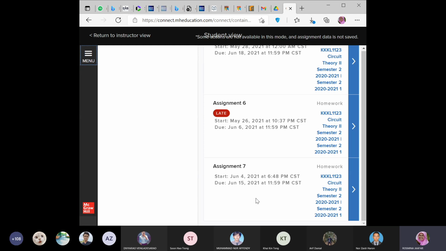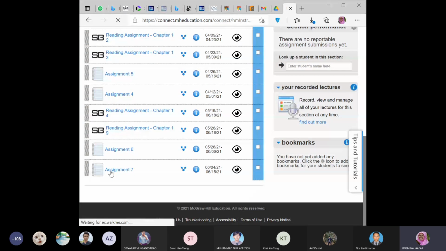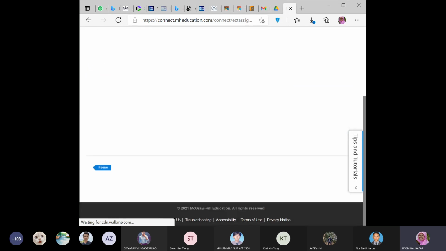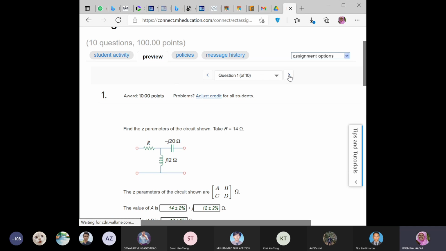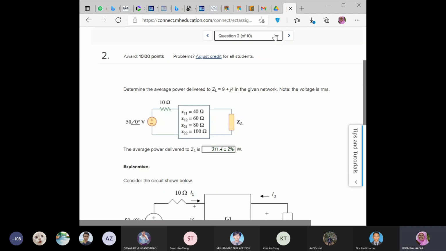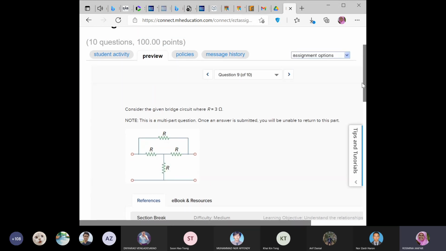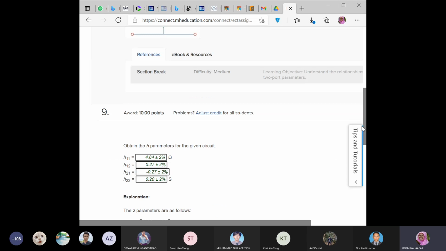It's okay, you just submit. You shouldn't be penalized if you submit later than today. And then one of the questions, so I return to my view. Question number 9. This question is where you are to calculate the hybrid parameter. Given this circuit, find the H parameter.